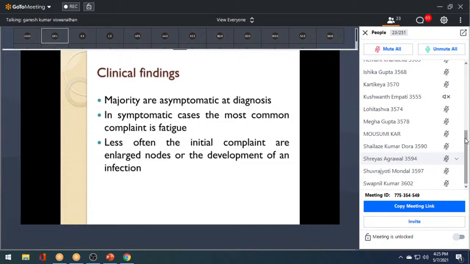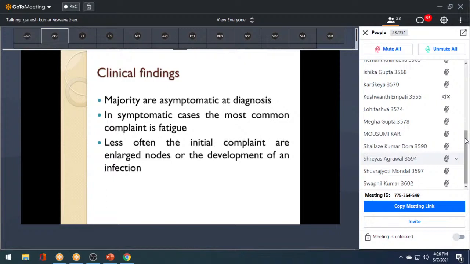A small proportion of patients present with symptoms, and the most common symptom is fatigue. Fatigue, as you can understand, is mainly because of the anemia, because the cells involve the bone marrow, resulting in reduced normal hematopoiesis. Again, if the patient has a lymphomatous presentation, the lymph nodes can be enlarged. Obviously, when the lymph nodes are enlarged, the patient notices that, and then comes to the clinical care facility to get treatment or to get evaluated.